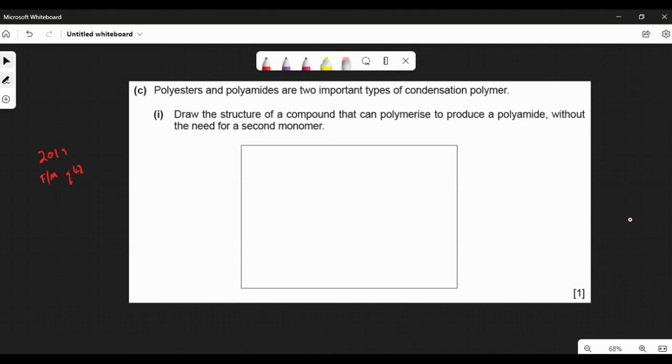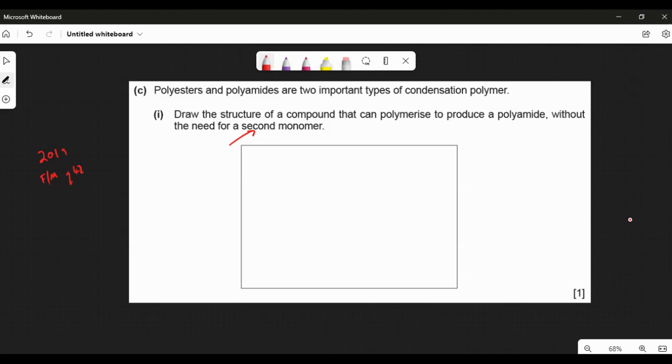Polyesters and polyamides are two important types of condensation polymer. Draw the structure of a compound that can polymerize to produce a polyamide without the need for a second monomer. In other words, if you're going to use one monomer, there has to be different functional groups at either end.